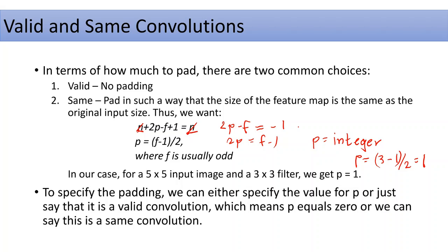Now, this is the general scenario. To specify what the padding is, we can either specify just the value of p, that we can say that p is equal to 2 or p is equal to 3, whatever we want. Or we can just say that it is a valid convolution, which means that it doesn't have any padding, and just continue the process as we normally would. And the third one is that we can say it's a same convolution, that is we pad the image in such a way that the size of the feature map remains the same as the original input size.